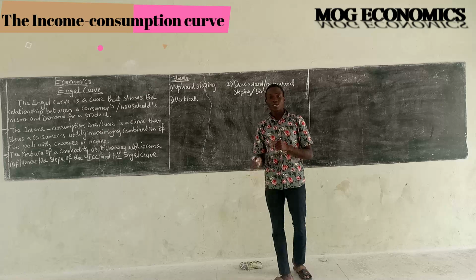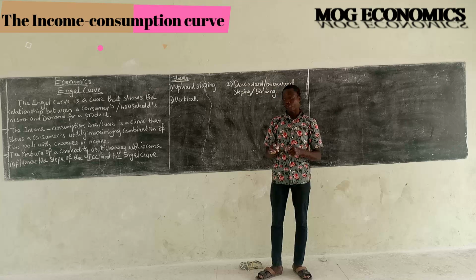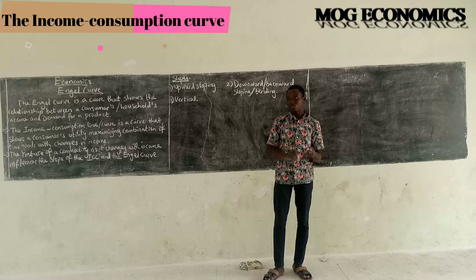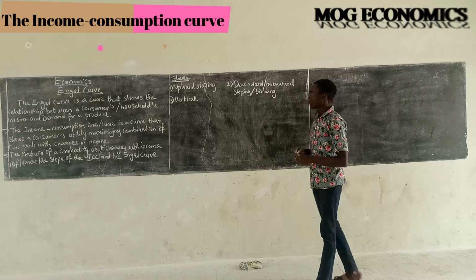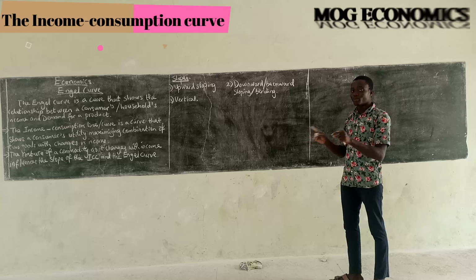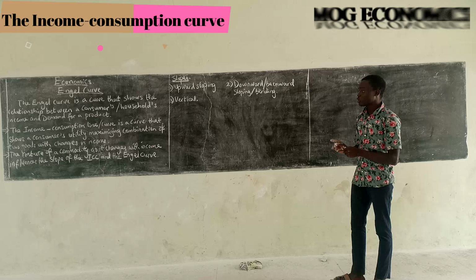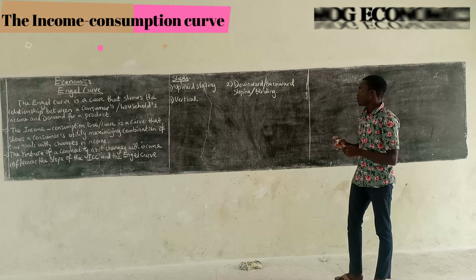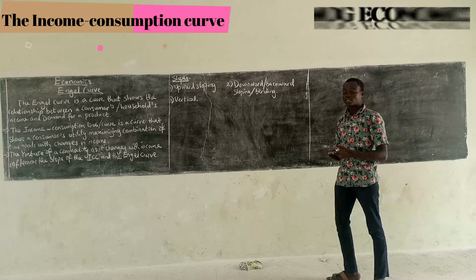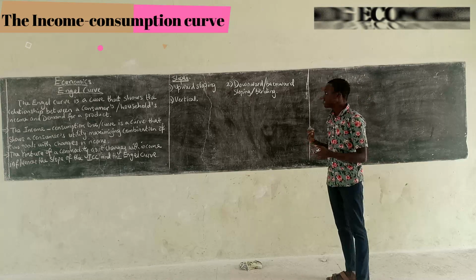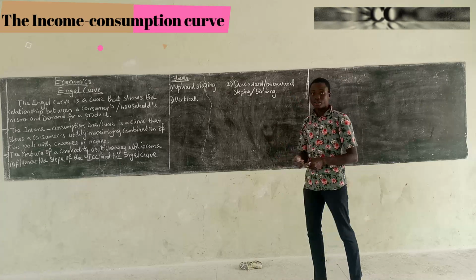We are meant to look at 3 to 4 cases, but if you have an assignment, you should be able to complete one or two of the cases by yourself. So we have different slopes of the Engel curve. It could be upward sloping, it could be vertical, it could be downward sloping or backward bending.